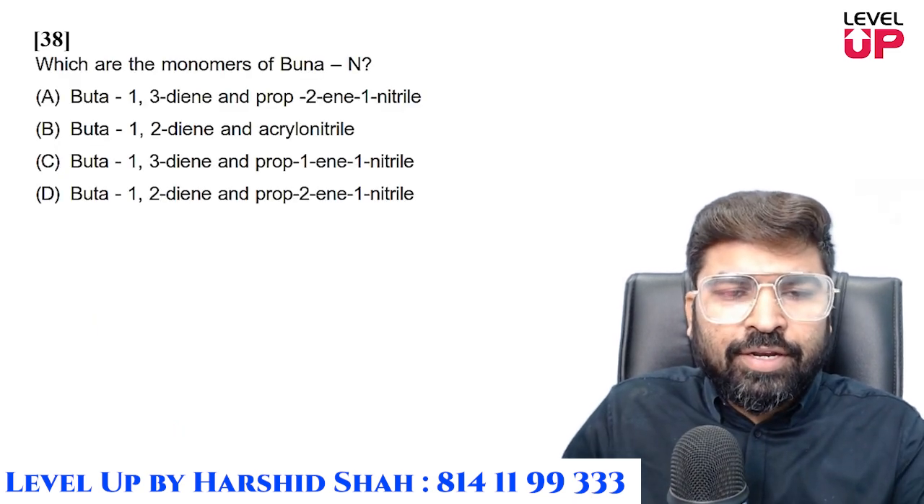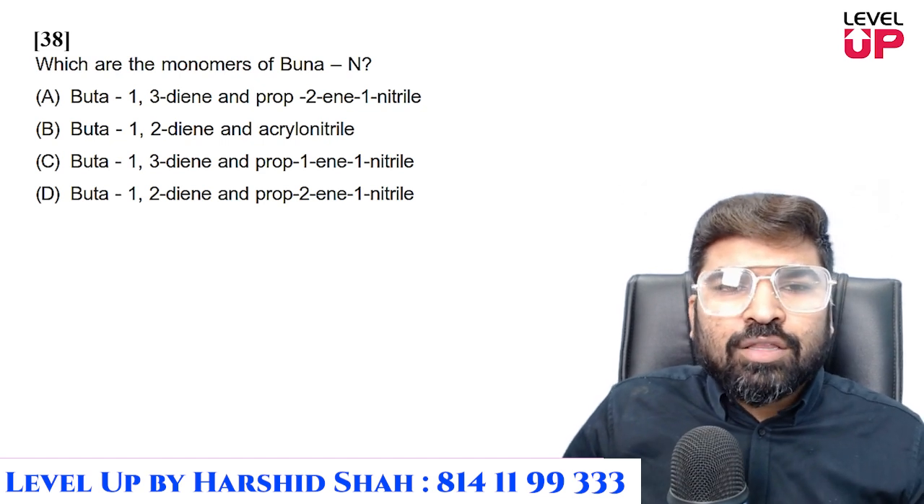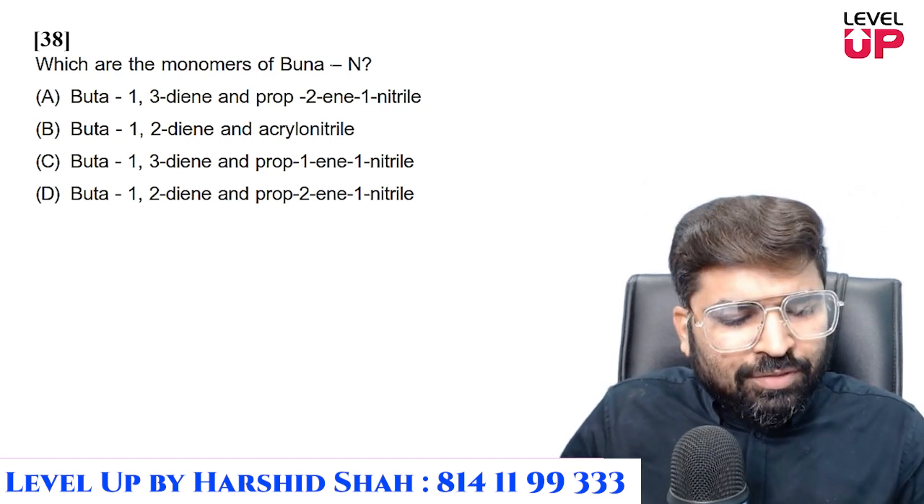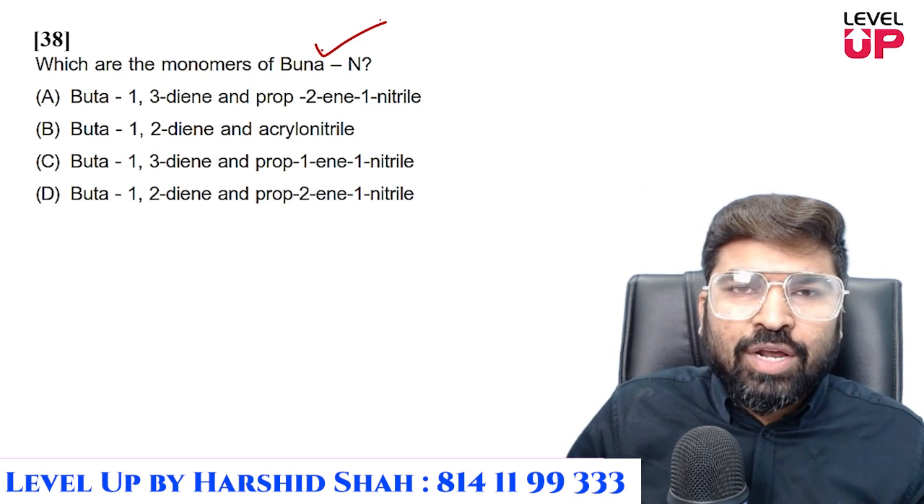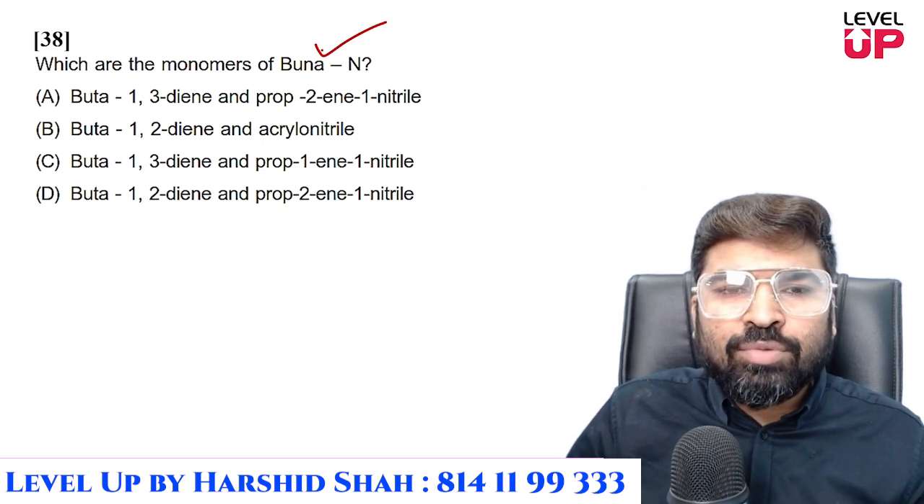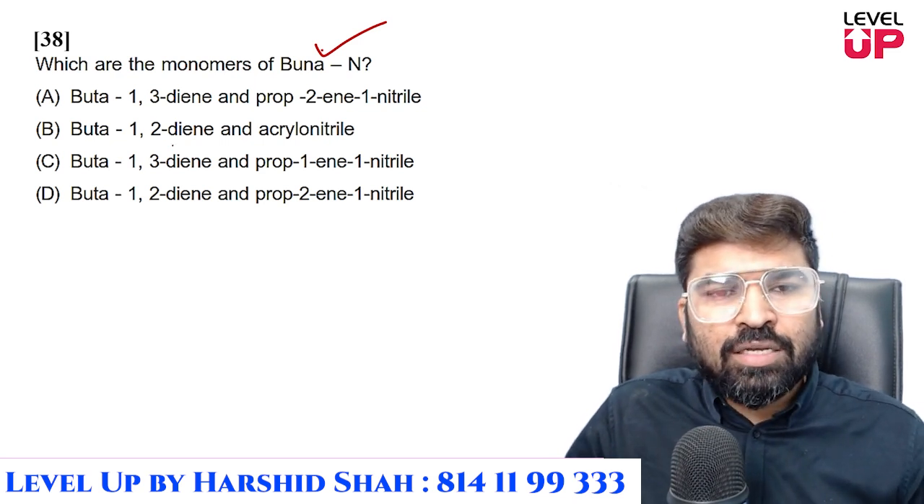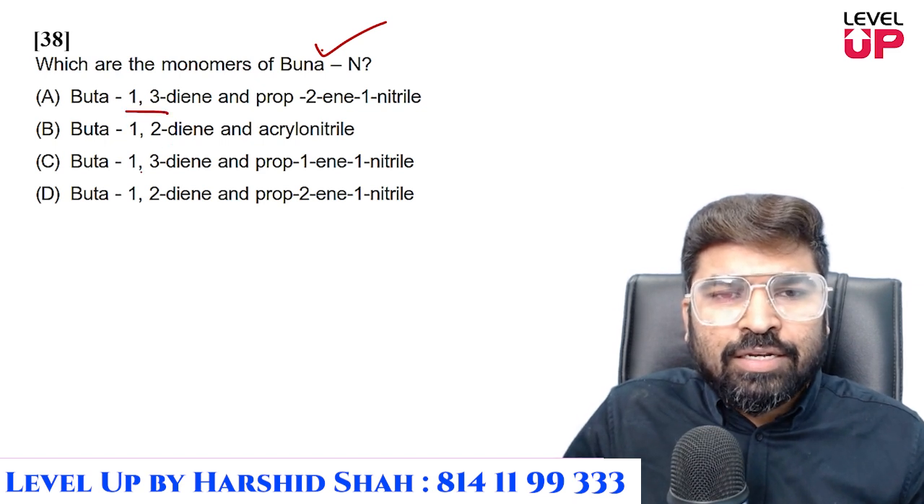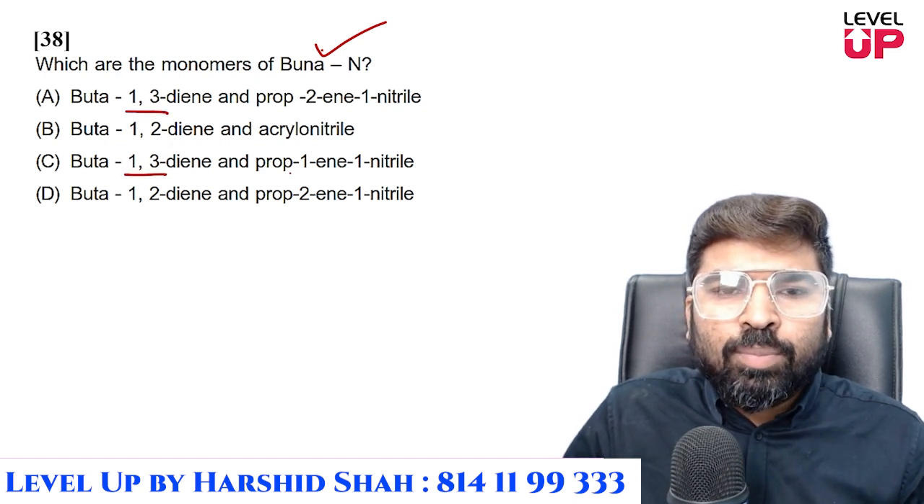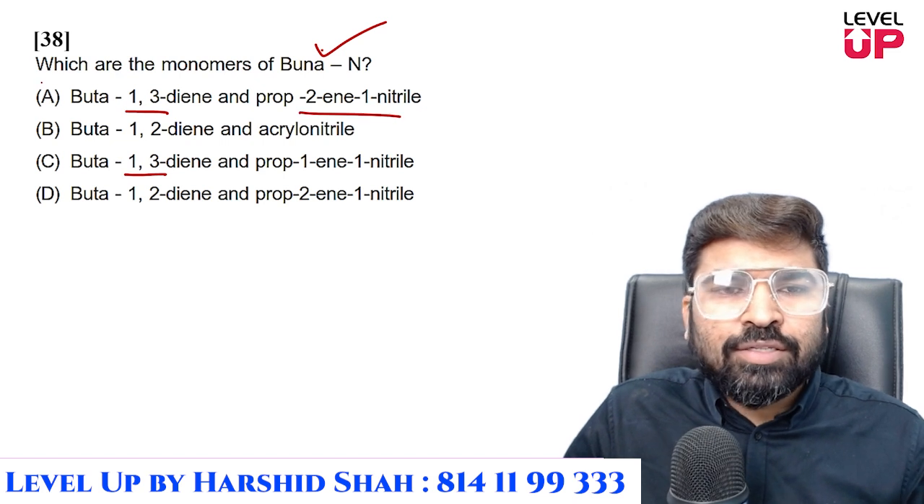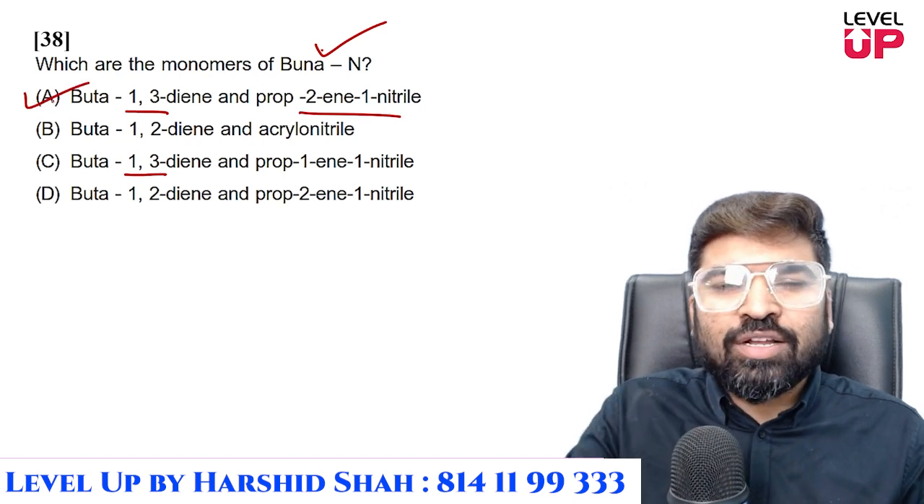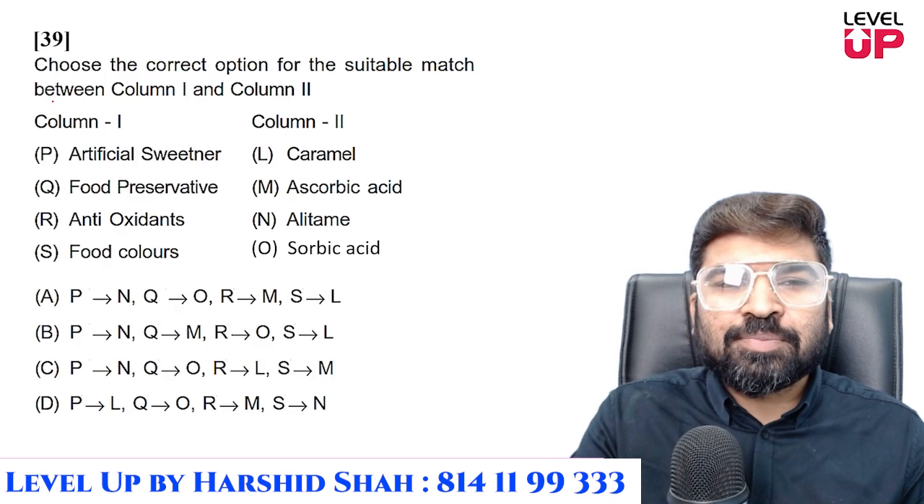क्या कह रहा है 38? Which are the monomers of Buna-N? Buna-N is nitrile rubber. Buna-N क्या है, nitrile rubber है. So vinyl cyanide and buta-1,3-diene, buta-1,3-diene and prop-2-ene-1-nitrile is the answer. Option A is your answer, right?